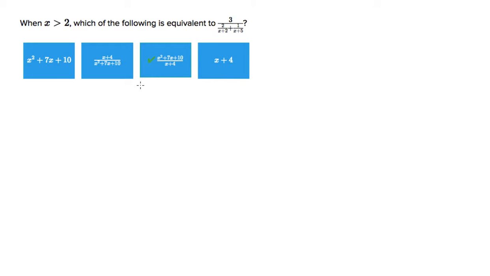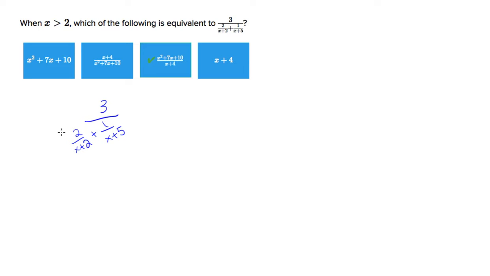Hi, I'm Brian. Today we're going to be going over an SAT math question involving equivalent expressions that also ties in some quadratics and some tricky work with some fractions here. So we're given this expression to begin with, and we're asked to figure out an equivalent form of this expression.